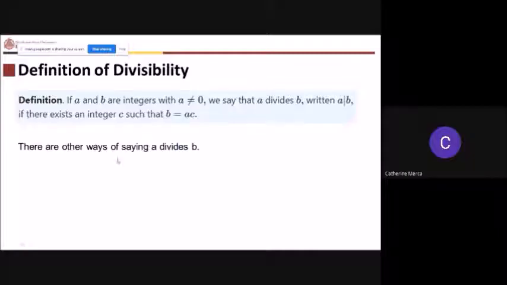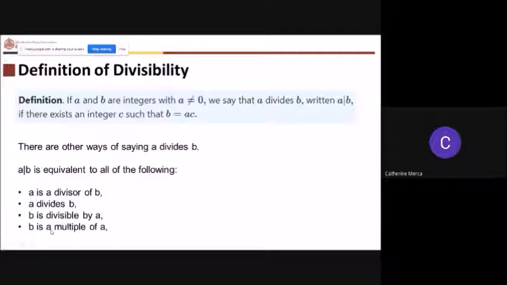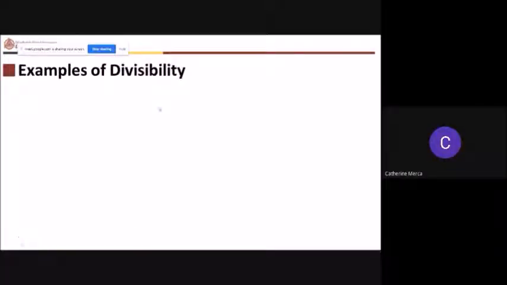So there are other ways of saying a divides b. The other forms of saying a divides b: a divides b, b is a multiple of a, or a is a factor of b. That's correct. What are the examples of divisibility?